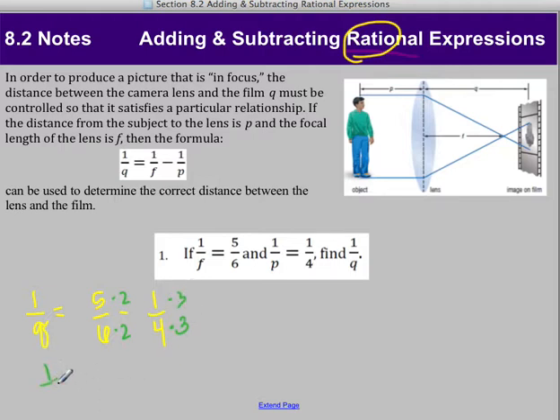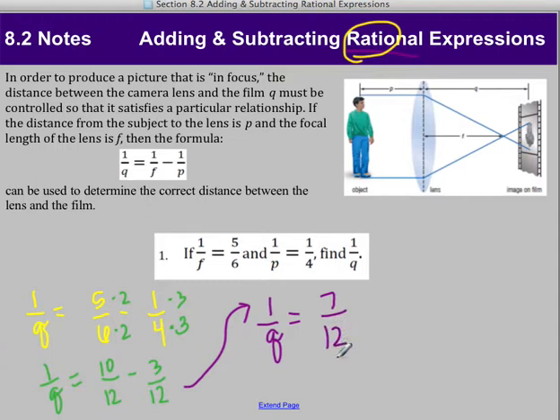So I'd have 1 over q is equal to 10 over 12 minus 3 over 12. Now, thinking back, whenever I'm going to subtract fractions, as long as my denominators are exactly the same, I can subtract the numerators. So it'd be 10 minus 3, which gives me 7 over, and my denominator stays the same. So 1 over q is equal to 7 over 12.